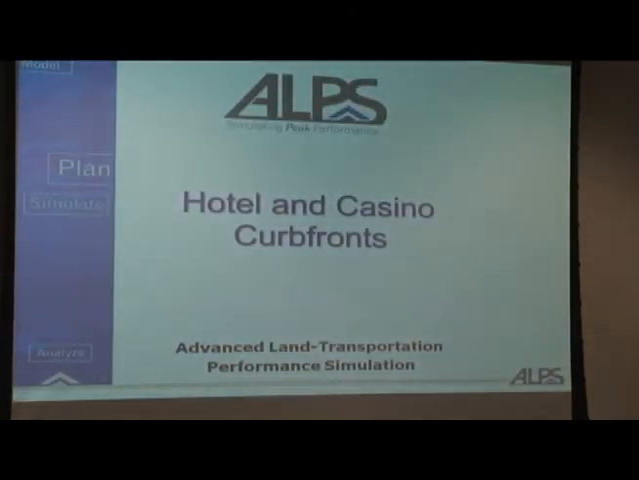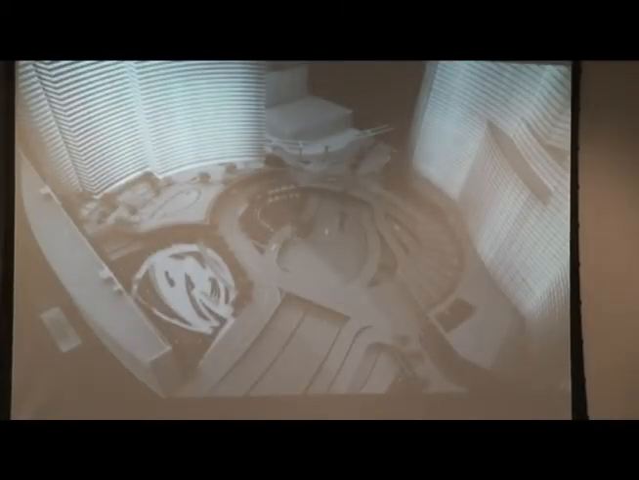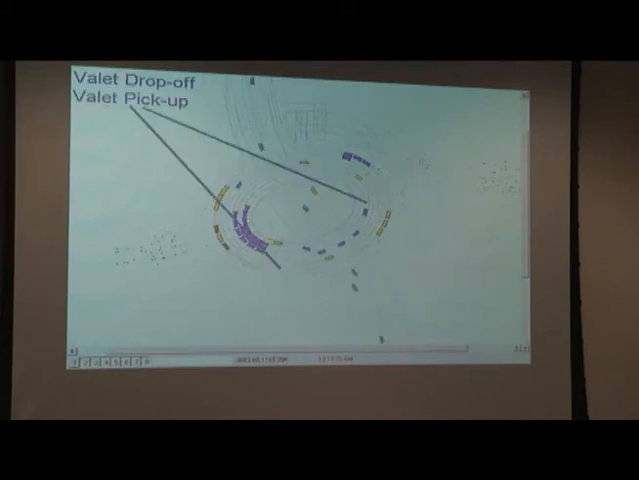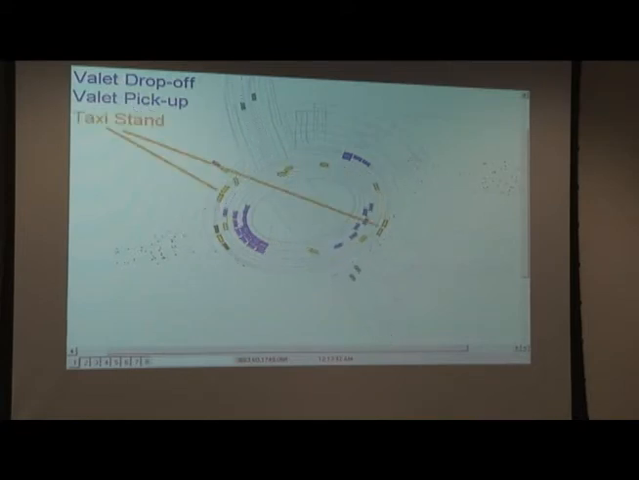This was a 2035 scenario, by the way, long in the future. Hotels and casinos. There's a brand new development in Las Vegas. This is a graphic of it, the artist's model before it was built, because we were working on this particular raised circular curb front. The architects in Las Vegas call this their porte-cochere operations. And we were testing the operations of this casino curb front.